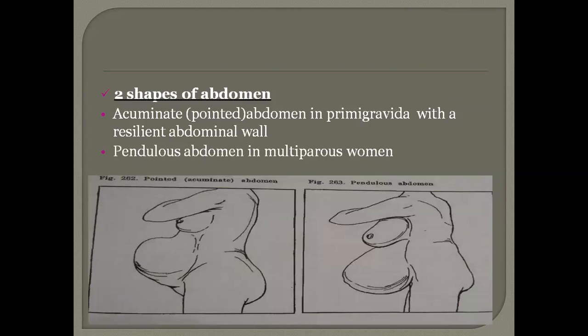Then, just for our knowledge, this pendulous abdomen usually comes in multiparous women normally, because the abdomen has lost its laxity. So there are chances of pendulous abdomen, and in primary there will be pointed abdomen. Normally it happens; these are the two shapes. But if the CPD is there, then what happens? The primary gravida will show the sign. She will have this pendulous abdomen, which usually should be in a multiparous woman.